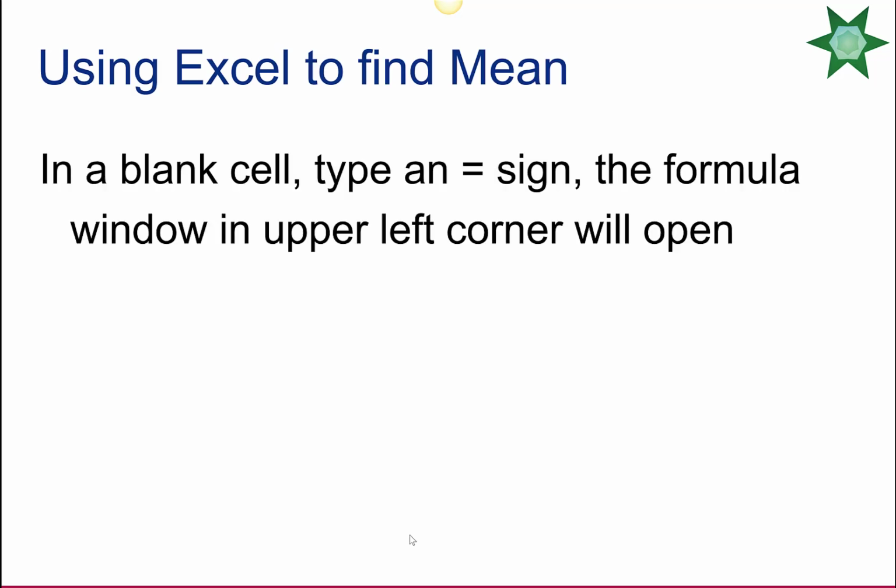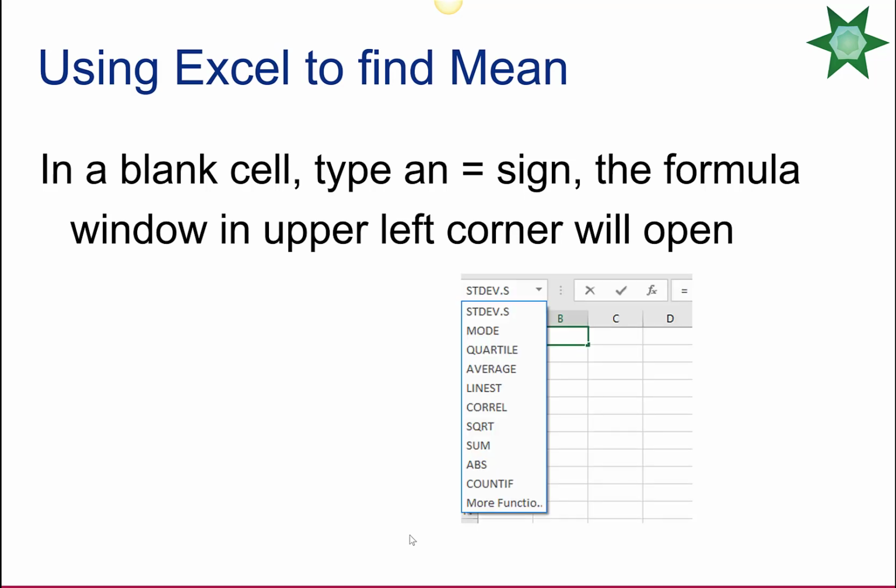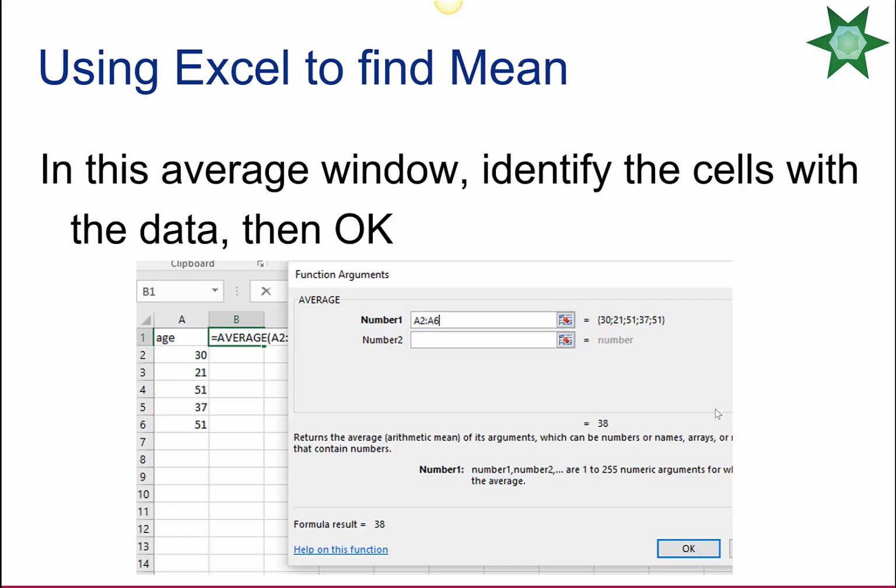To use Excel to find the measures of central tendency, put the data into a column. To find the mean, take a blank cell in the Excel spreadsheet, type an equal sign, and then the formula window in the upper left corner will open. Use the little arrow there to open up the menu, and look down to see if you see the word average. That's the name that Excel uses for the calculation of the mean. You want to pick average, and then a window will come up, and you want to tell it where the data are, where the cells are that you want to take the average of the numbers.